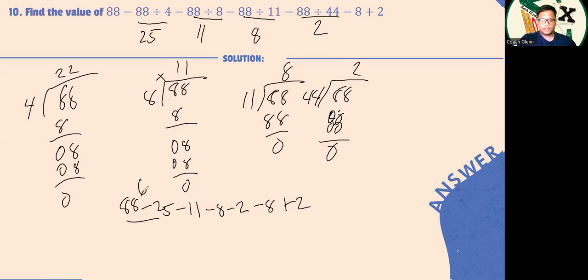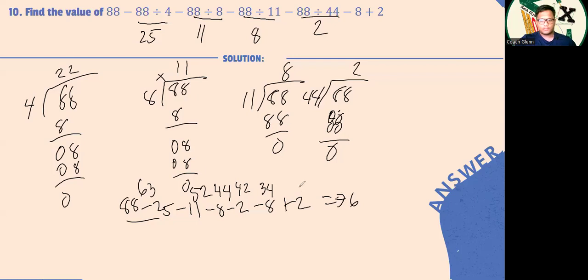So we have here 63. Next, we have 63 minus 11, that's equal to 52. Next, we do 52 minus 8, that's equal to 44. Next, we have 44 minus 2, that's equal to 42. Next, we have 42 minus 8, that's equal to 34. And then finally, 34 plus 2, that's equal to 36.